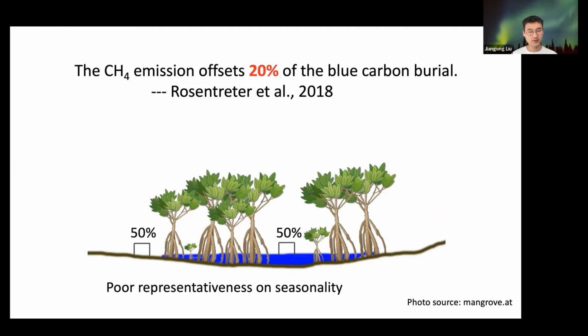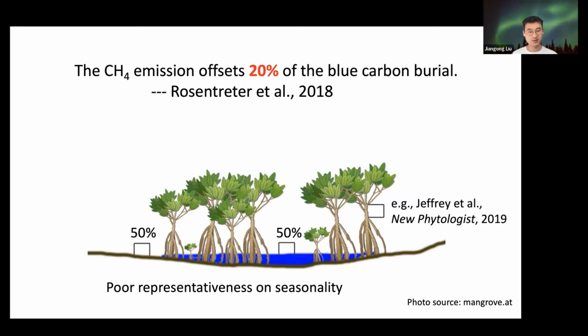Another issue with chamber measurements is that they have poor representativeness on salinity. For example, for many sites, they only report the methane emissions during the summertime, and in the wintertime, we can normally assume that much lower methane is emitted.